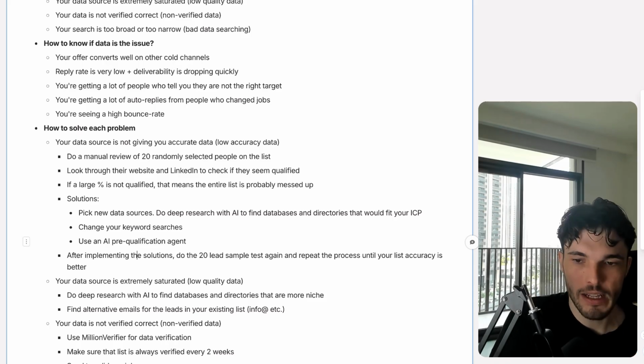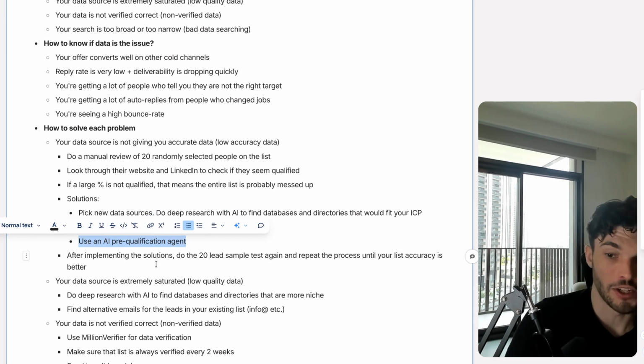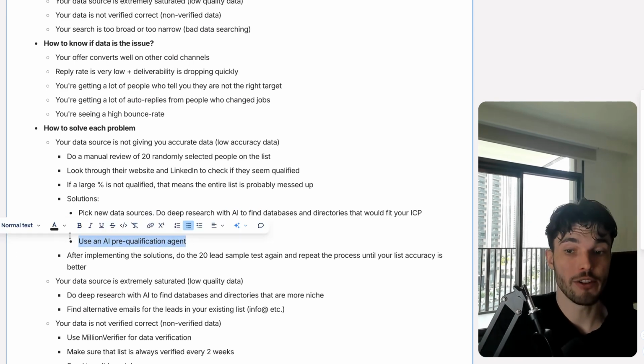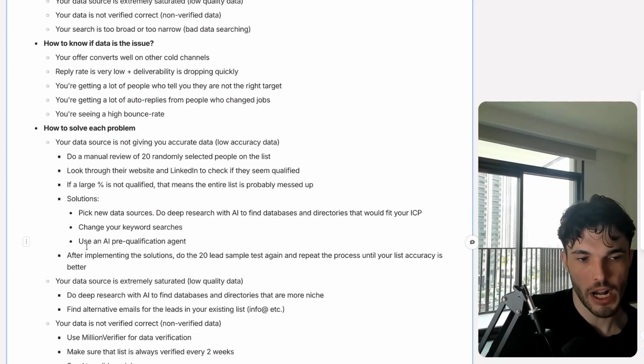This has been the biggest game changer for us. It's an absolute game changer. You can get your data accuracy so much higher by using this, and it's actually going to nullify some of the other issues. Even if you have keyword problems, this can just solve it, because now you have an AI agent that's able to go in and research and find out whether or not these are actually the right leads.